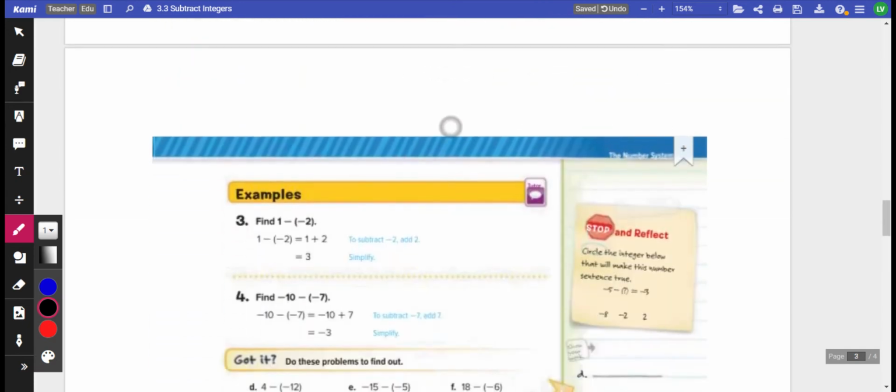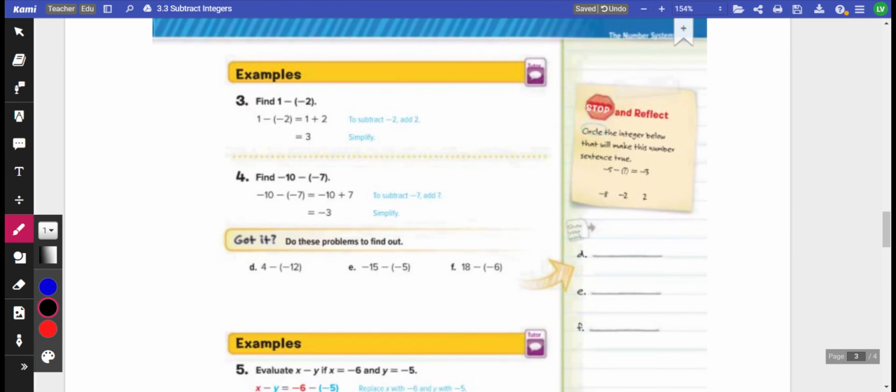All right, let's continue then. Example number 3. We're going to find 1 minus -2 by doing the additive inverse. So let me change the color. 1 minus -2, changing that to adding a positive 2. So that's 1 plus 2. Well, that becomes 1 plus 2, which equals 3.